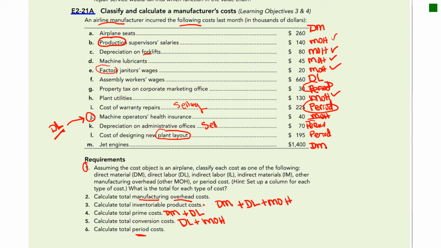You've got the depreciation on the admin and the design of the plant. So it looks like there's 4 of them. You add those up, and that would be your total period cost.